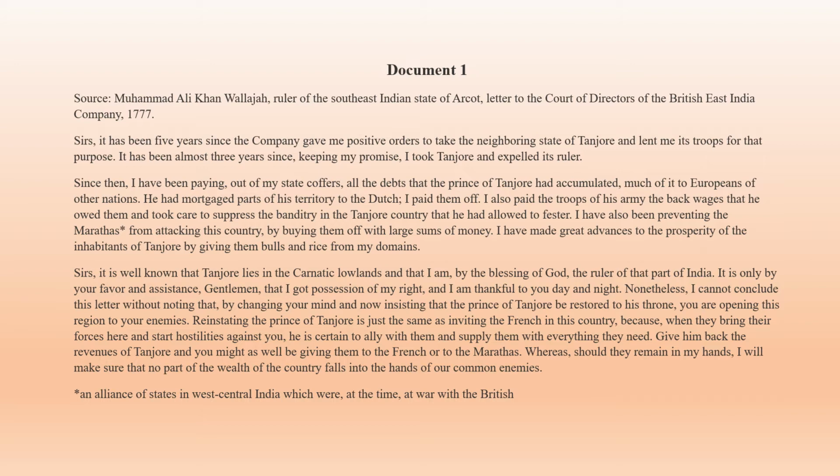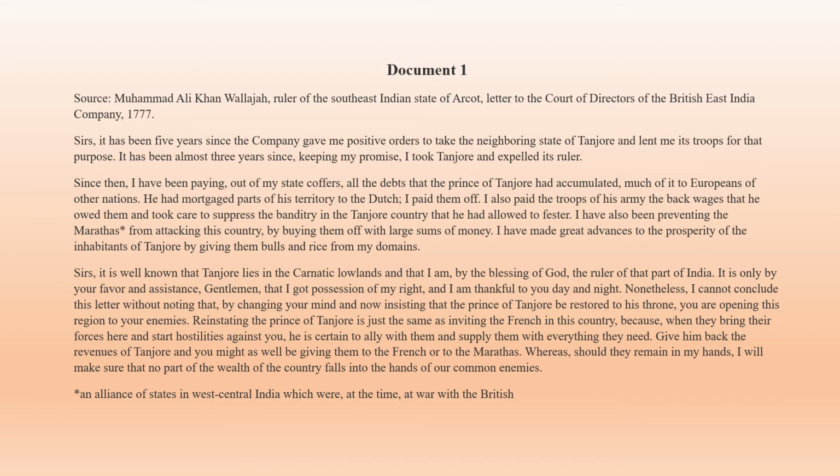If you look at the middle of the last paragraph, reinstating the Prince of Tanjore is just the same as inviting the French into this country. So basically what he's been told is that he's going to be replaced, and he's trying to say, you remove me and put basically this old leadership back in place. That's like asking the French to come in here. It's undoing all the good things we've done. Why would you do this?